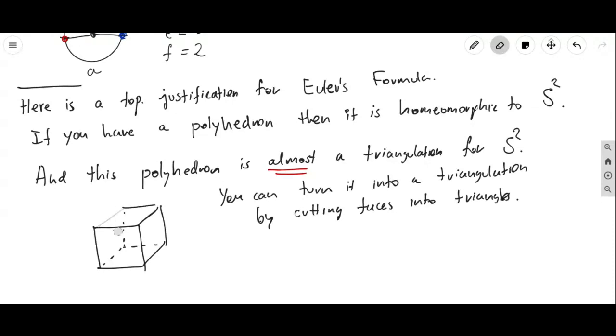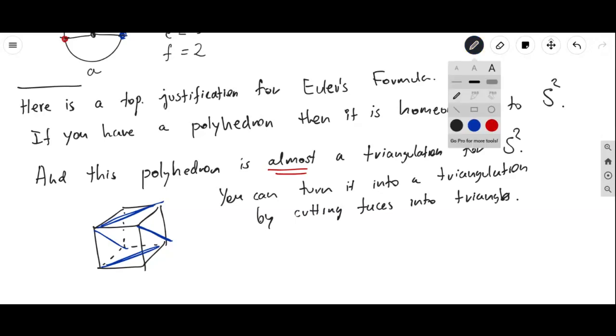So let's do that. On this top face, we're going to add an edge. You see, we're adding an edge. Here we're adding an edge. Here we're adding an edge, and so on. We're adding an edge for every one of the faces. And here's the main point.